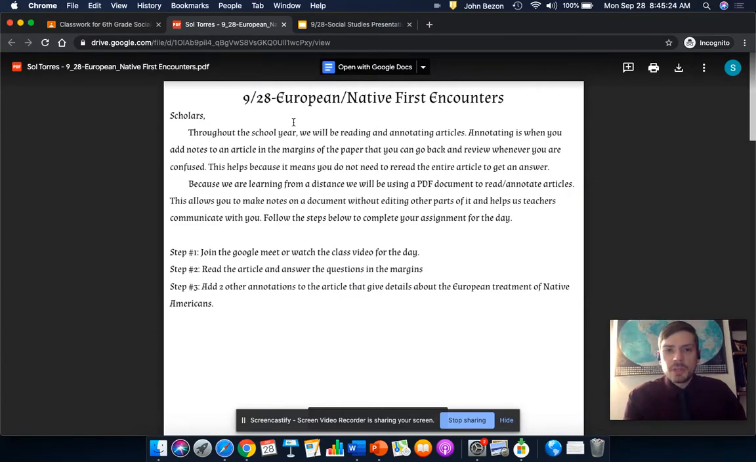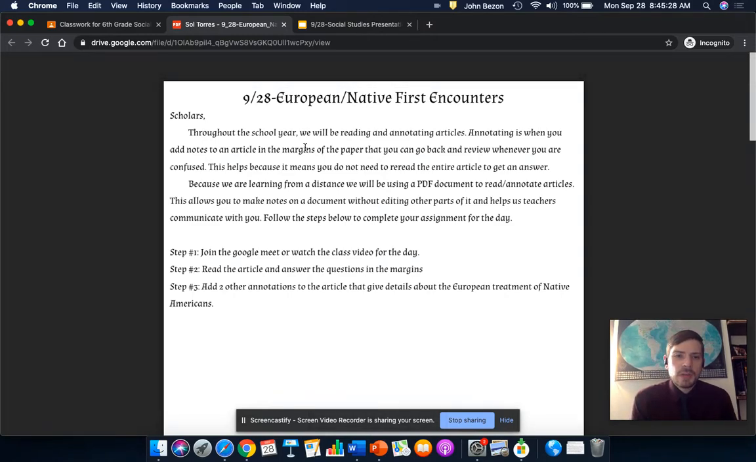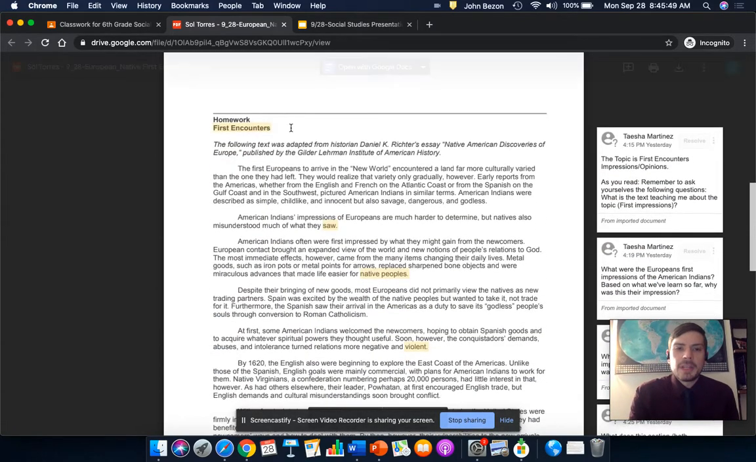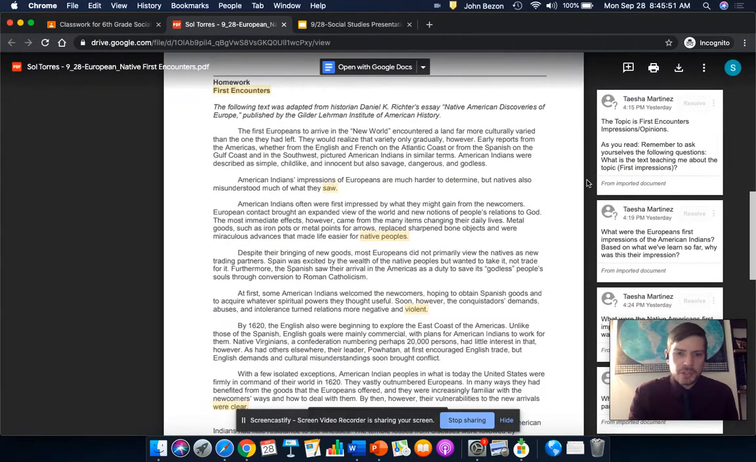It says throughout the school year, we will be reading and annotating articles. Annotating is when you add notes throughout the article in the margins of the paper that you can go back and review whenever you are confused. This helps because it means you don't need to reread the entire article to get an answer. This is why we're using a PDF. A PDF allows us to use the margins without editing the actual document. So I'm just going to scroll down here, and here is your article. The questions are to the right.